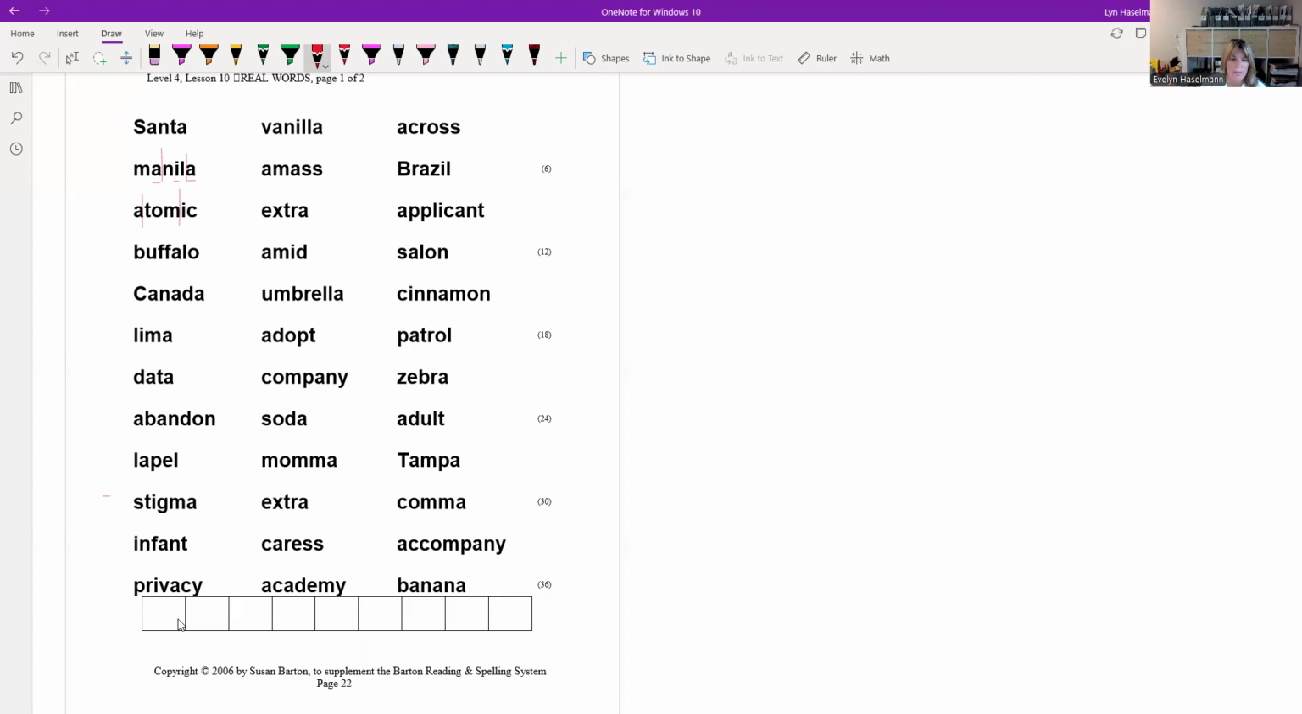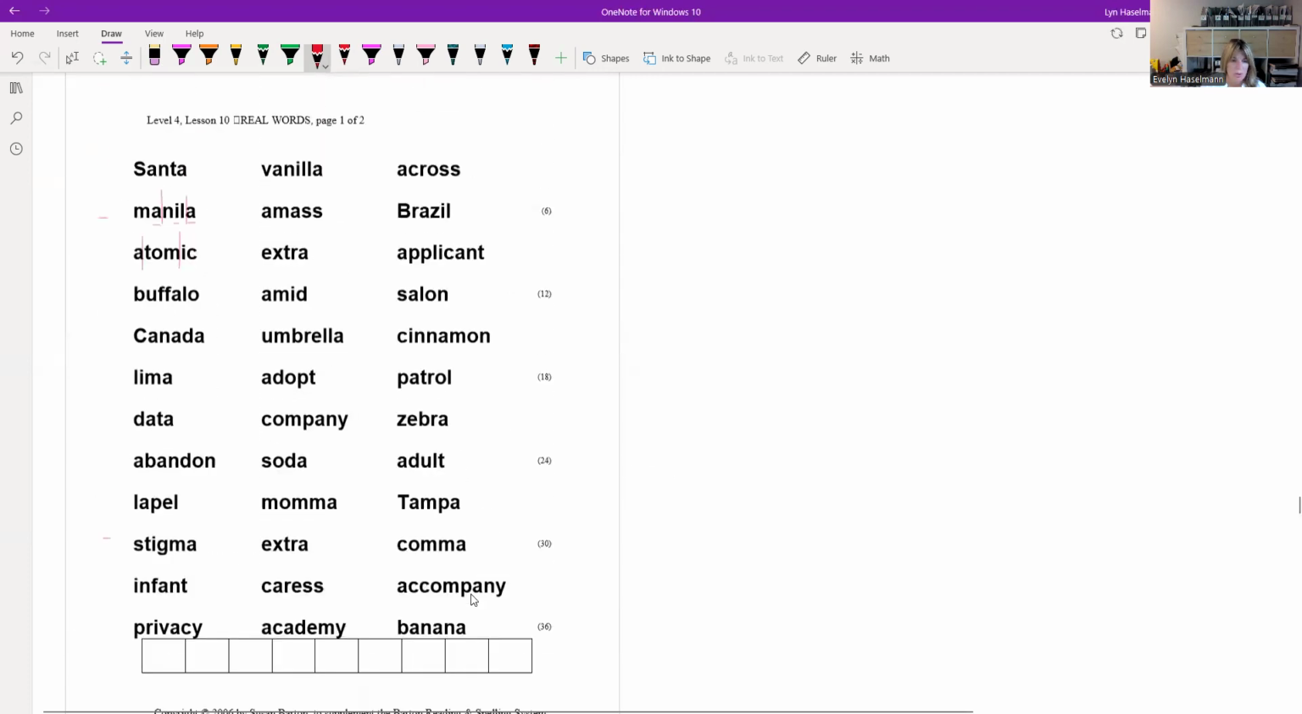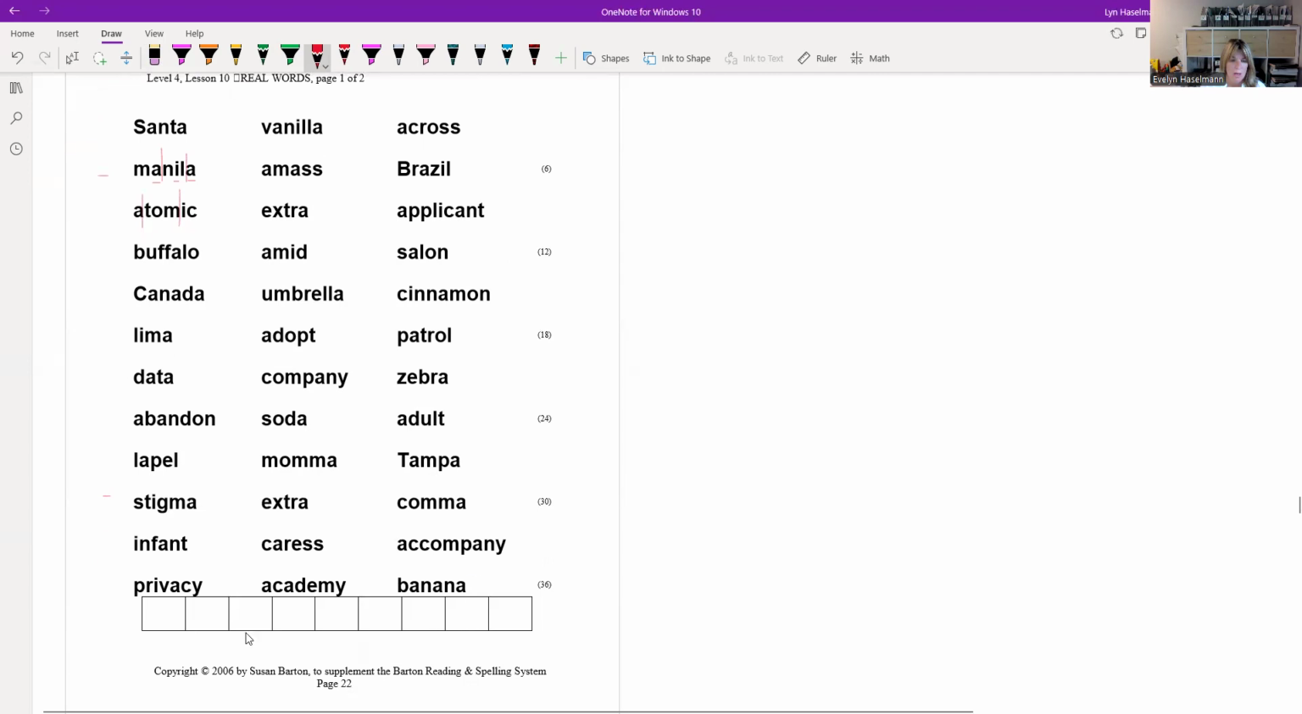Stigma, I don't think we read that. Manila, I don't think we read that. Almost all the rest of them we're going to read though. I want to point out a word. Where did I see it? Caress, that's a tricky word because this is a French word, the accent is in the second syllable, which means the schwa is right here. So they might read this as caress initially.